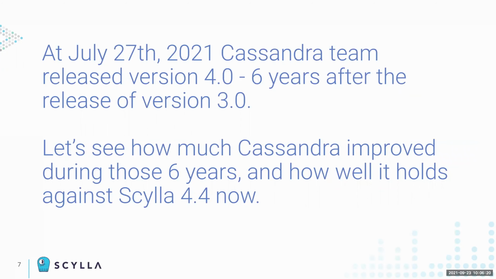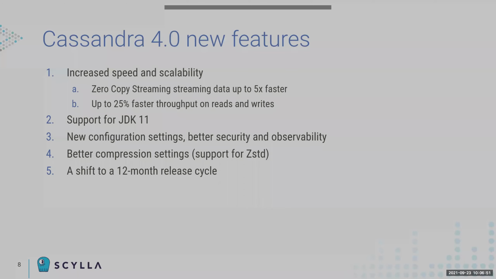So this year, a few months ago, Cassandra has released version 4.0 as final general availability of this version. This version came 6 years after the release of version 3. So a lot of things have changed in those 6 years. So let's see how Cassandra has improved and how well it holds against Scylla now.